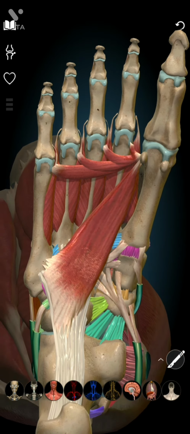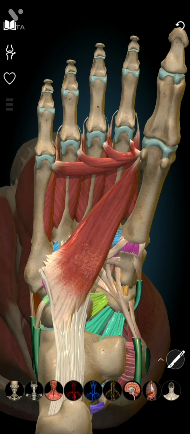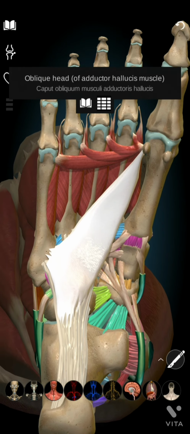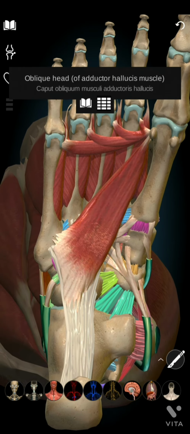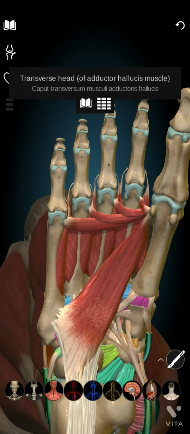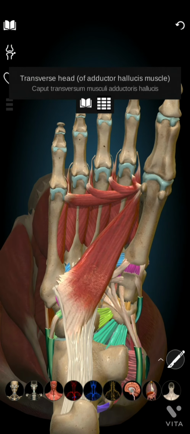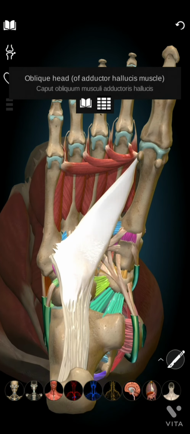So this is one of the unique muscles. Usually, as you can see, it is also present in the hand, adductor pollicis. So like that, here we have adductor hallucis. Pollicis in the hand, hallucis in the foot. Okay, remember, hallucis. This adductor muscle is going to have two heads, transverse head and oblique head.